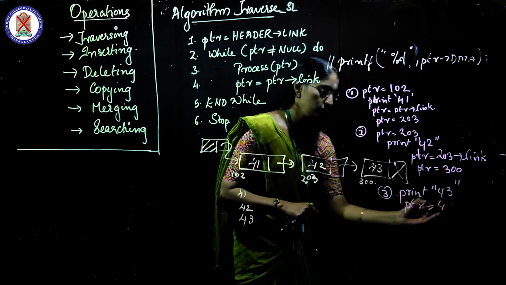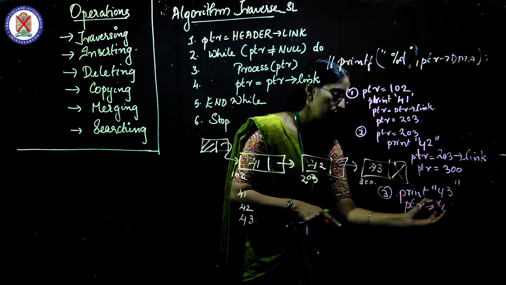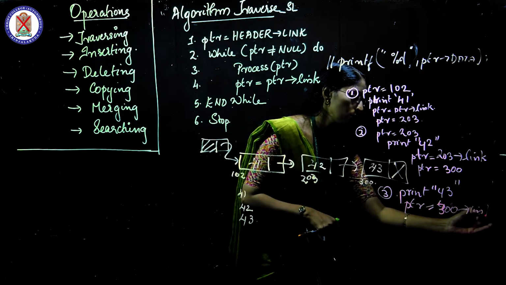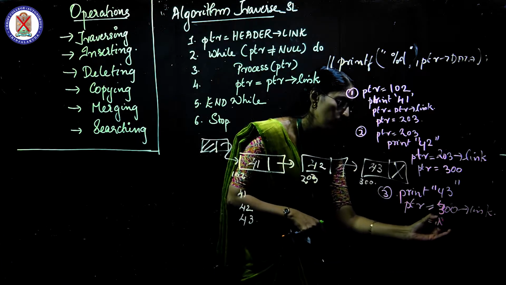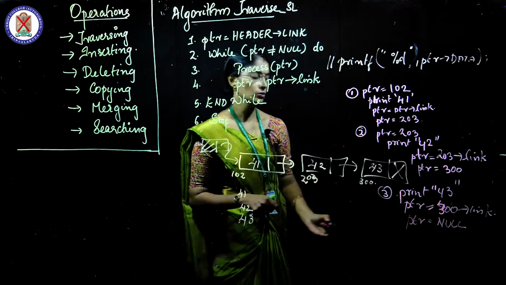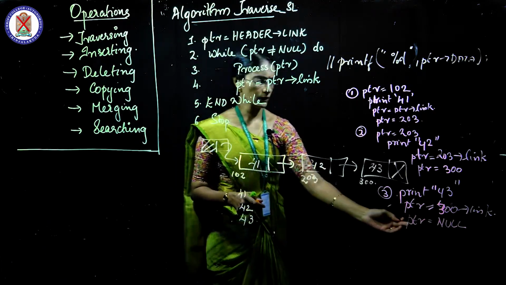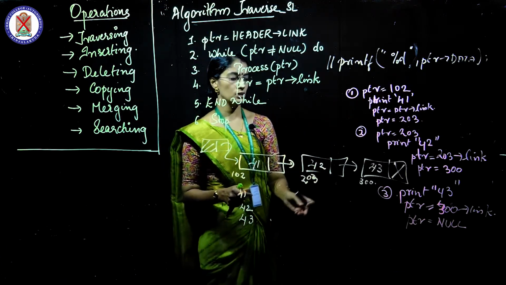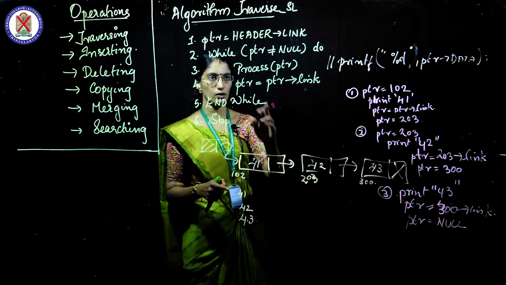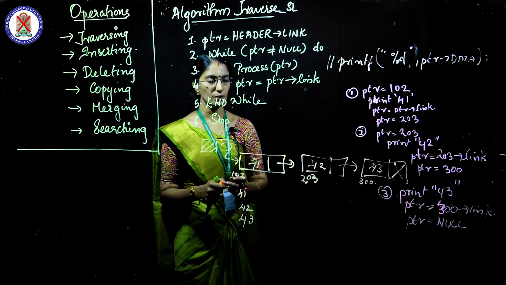The link part of 300, what is the value? This is the value null. So ptr now has the value null. Now again it goes to the beginning of the loop. What happens here? Does the loop enter again? No, because the value of ptr has become null.